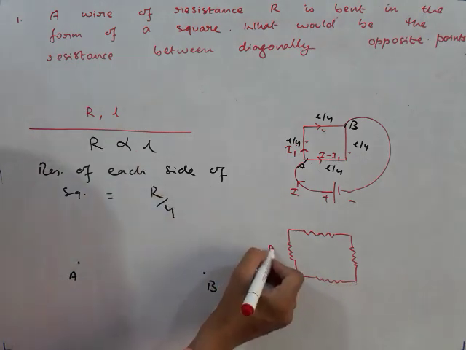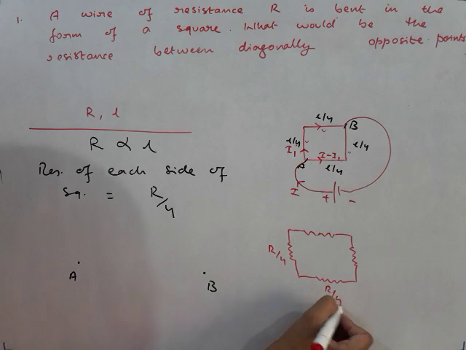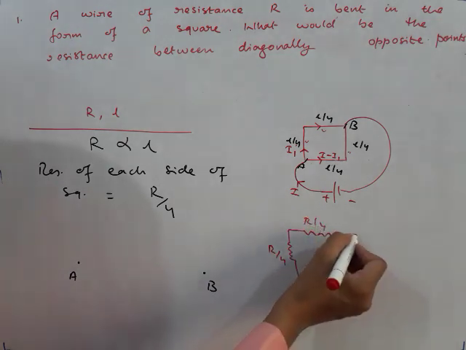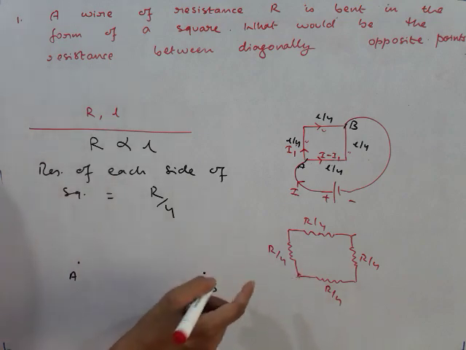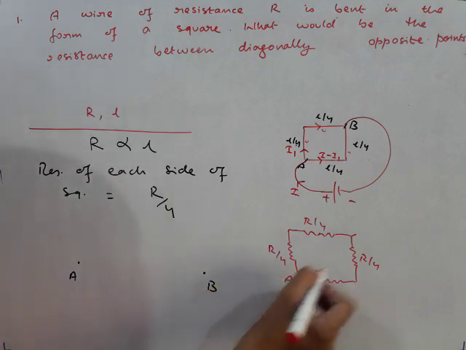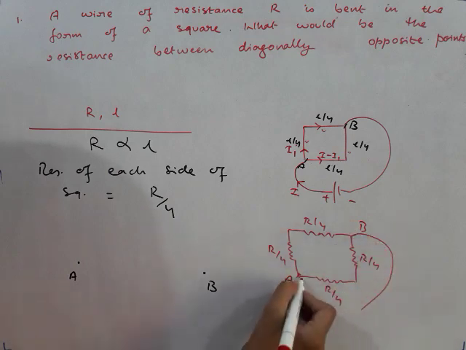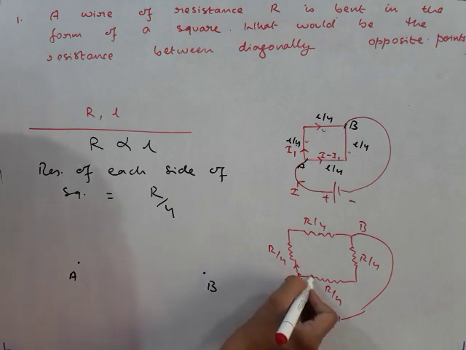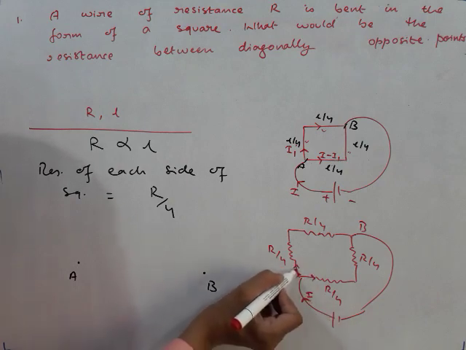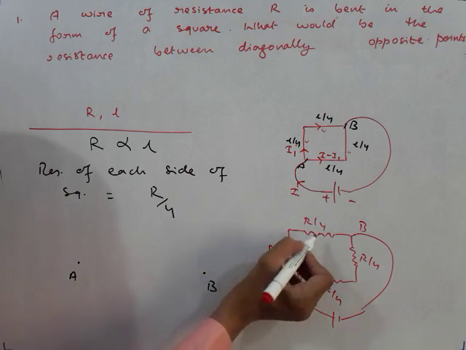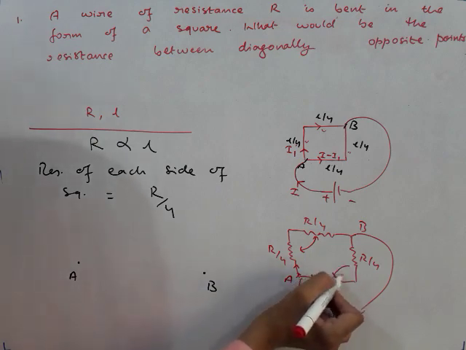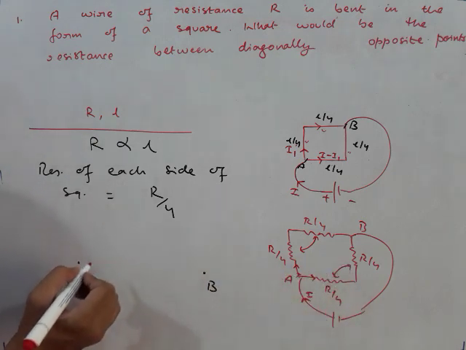Each of the resistances will be how much? R by 4, R by 4, R by 4 and R by 4. You have to find the net resistance between these 2 points A and B. So I have connected a battery. This current I will distribute itself into these 2 paths. Whatever current flows through this resistance, the same current has to flow through this resistance. So these 2 resistances are in series. Likewise, these 2 resistances are also in series. So let me draw the figure.